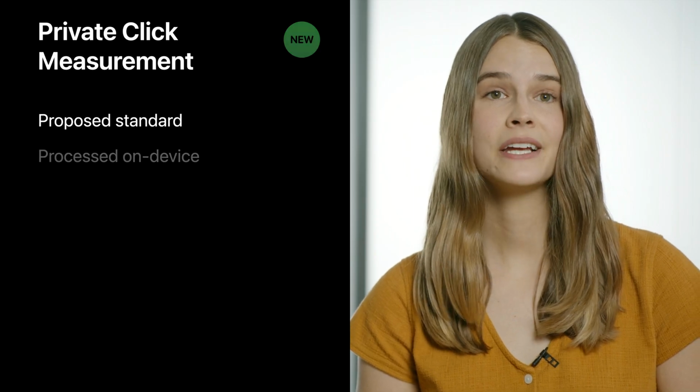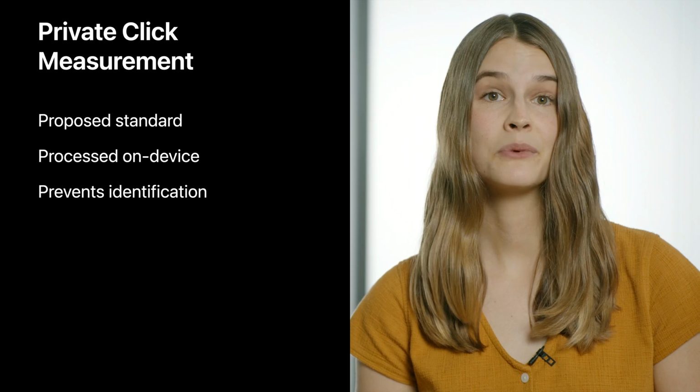PCM is an entirely on-device ad attribution reporting mechanism. Limited entropy in the reports prevents a site from being able to identify a specific user. And when using PCM, the user isn't being tracked across sites. This means app tracking transparency requirements don't apply for uses of PCM.